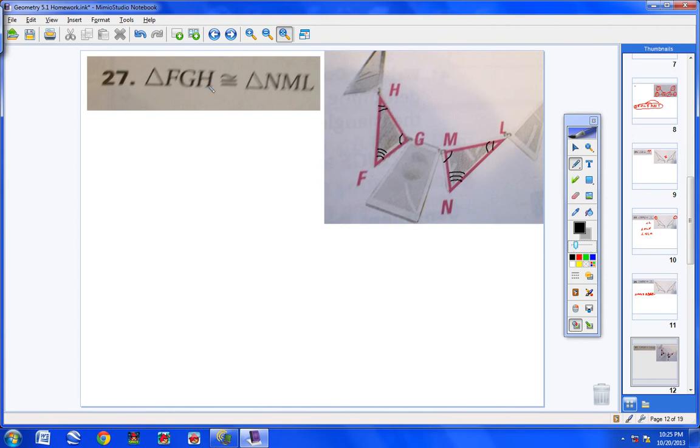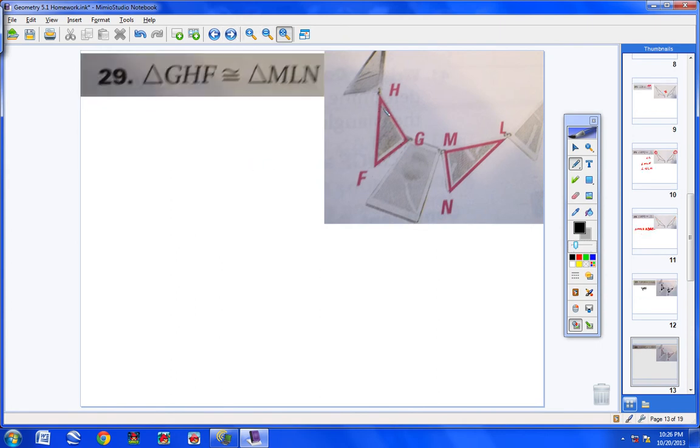But anyways, triangle FGH is congruent to triangle NML. Well, notice F is first, F has 3 slashes, N is first, N has 3 slashes. G is second, it has 1 slash, M is second, it has 1 slash, H has 2 slashes, L has 2 slashes. So for 27, yes, that is one of the ways to write that these two triangles are congruent. Number 29, let's quickly mark our angles.